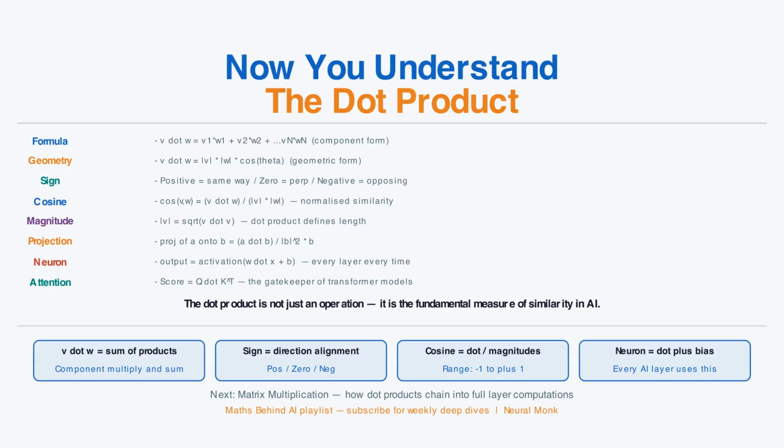The dot product is arguably the single most important operation in all of applied machine learning. If you truly understand it, both the formula and the geometry, you have a foundation for understanding virtually any AI algorithm. In our next video, we go from the dot product to matrix multiplication, how chaining dot products across rows and columns gives you the full power of linear transformations.